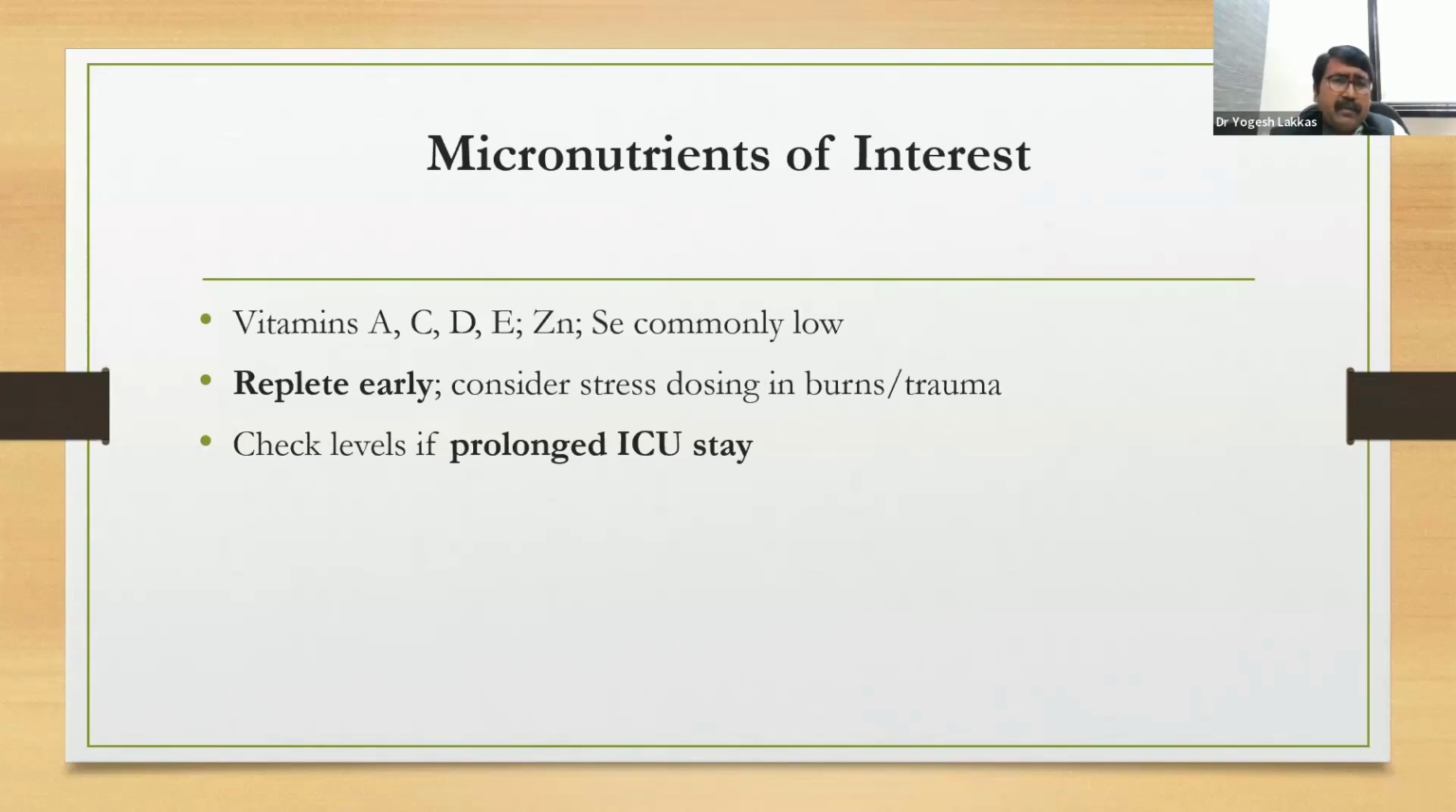Micronutrients play an important role along with the macronutrients. Vitamins A, C, D, E, zinc, and selenium are commonly used, and the levels can be low. Replete the nutrients early because they play a role in various biochemical reactions in the body. Consider stress dosing in burns and trauma. Check levels if there is a prolonged ICU stay, and that will help you plan the micronutrients along with the macronutrients in the ICU.